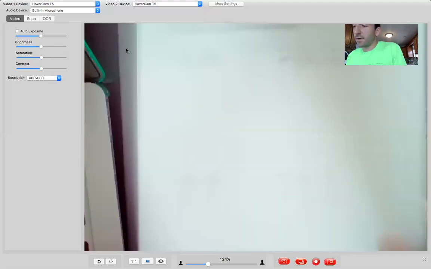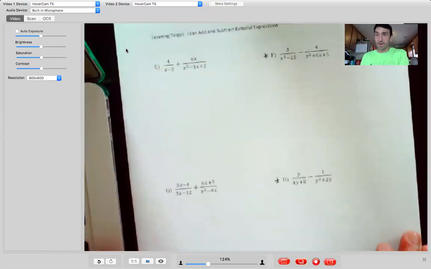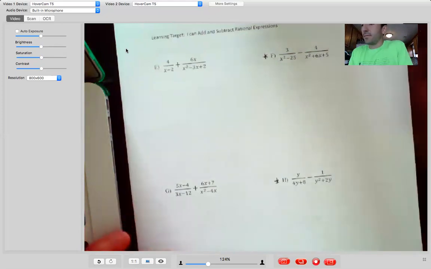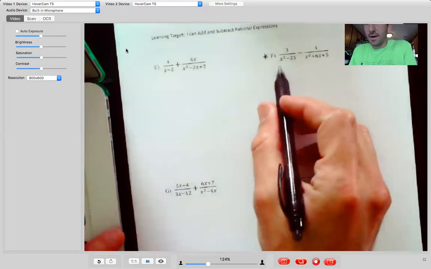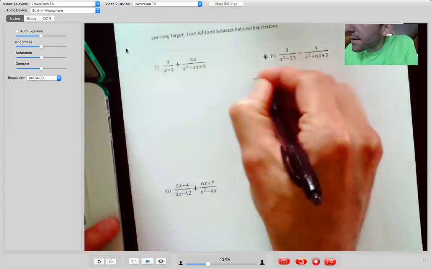So just a couple more examples on the back. I'm going to skip E and G, but remember those are already filled out for you on the filled out notes. So first step here will be, let's go ahead and factor out both denominators so we can see if we do have any common factors right off the bat.